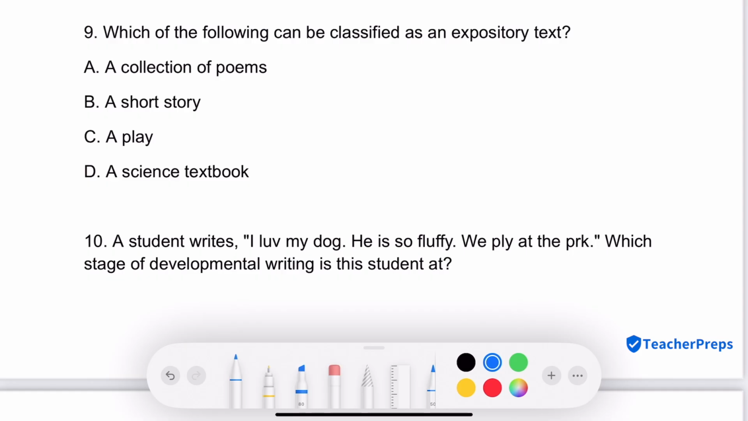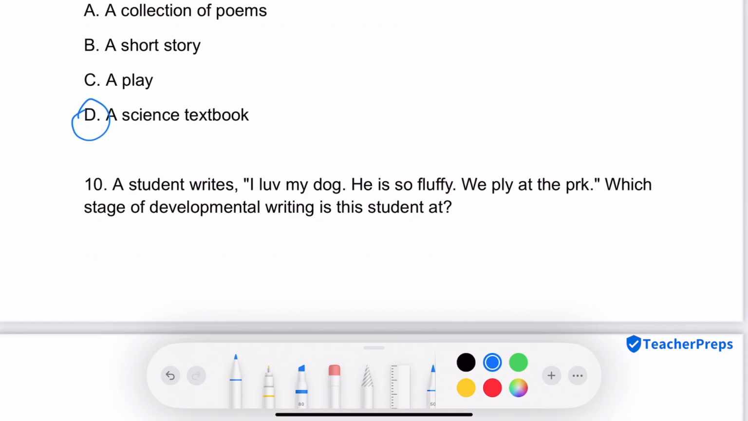All right, for your exam, you're going to need to know different text types. And remember, an expository text is all about one thing, explaining or informing. And its purpose is to give you facts. Think here, science or history textbook. And so let's see here. What do we have? Collection of poems, short story, a play, and science textbook is exactly that. We're going to go with option D.